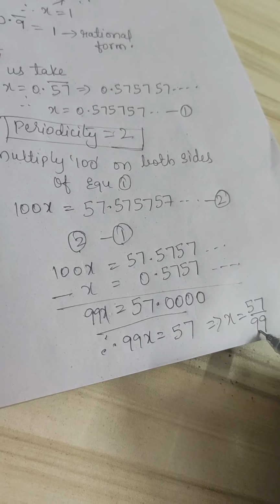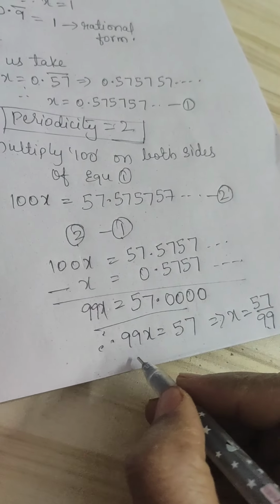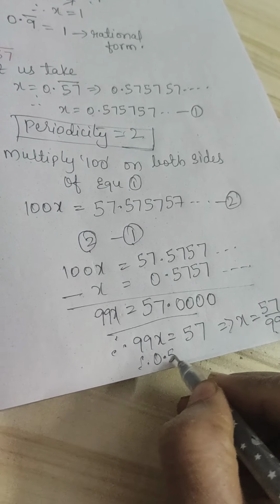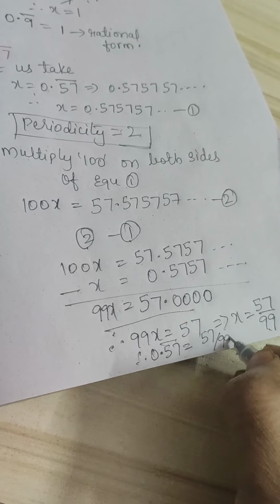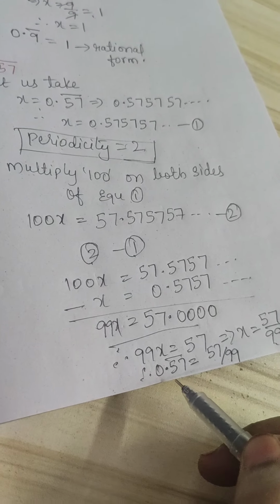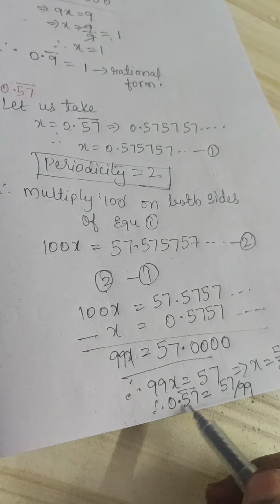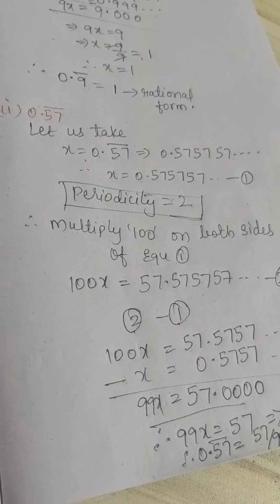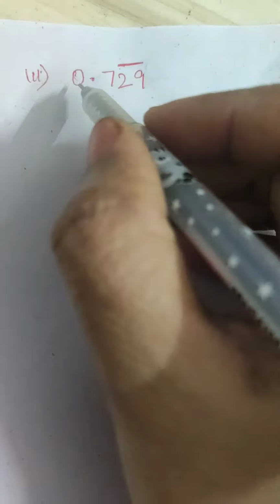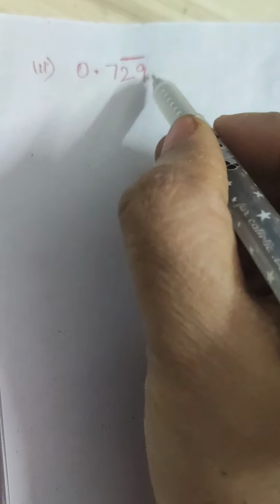This is the rational number. Therefore 0.57 bar is equal to 57 by 99. This is the way we convert the non-terminating decimal to the rational form. Okay students, now we will see Roman number 3, children. What is the question here? 0.729. We can see the bar on 29 only.